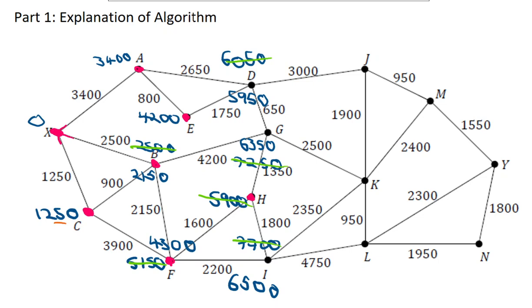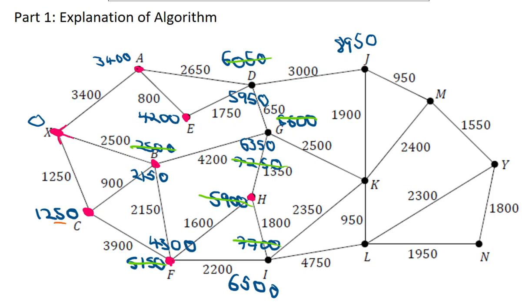So we're at D, G, and I. D for 5950, and that goes to G to 6600, and it goes to J for 8950. Okay. So, well, that D to G is not useful.